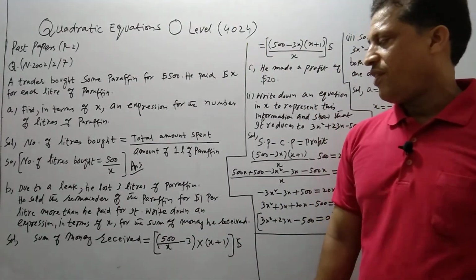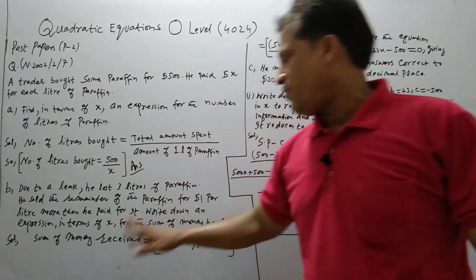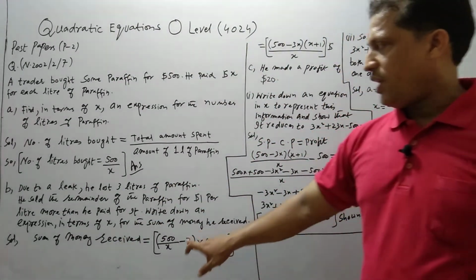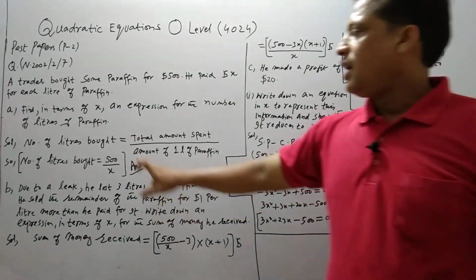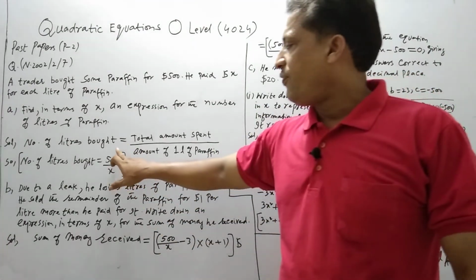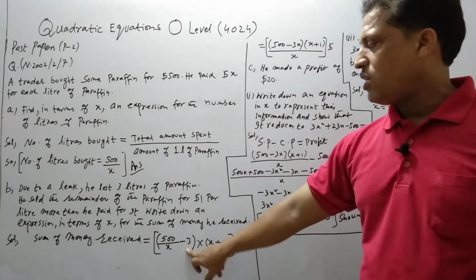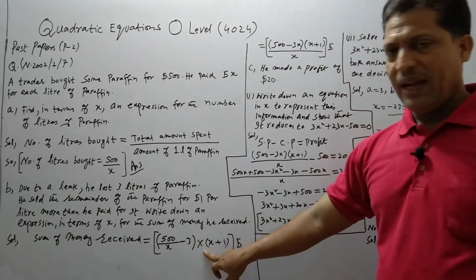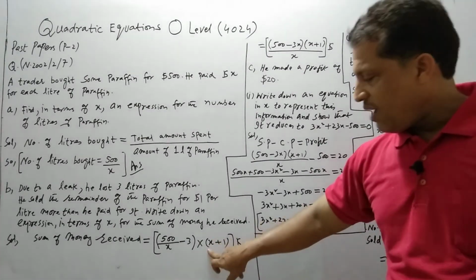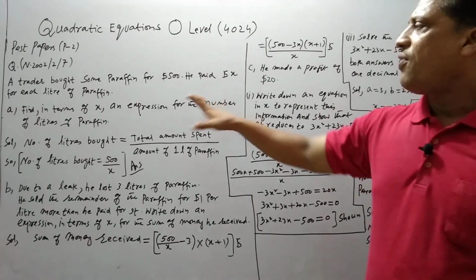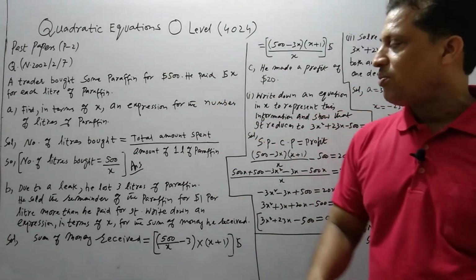How much money he received? How many liters did he lose? 3. How many total liters? He bought 500 upon X. So 500 upon X minus 3 because he lost 3 liters, multiplied by X plus 1. Why multiply by X plus 1? Because we are taking our money in terms of dollars.